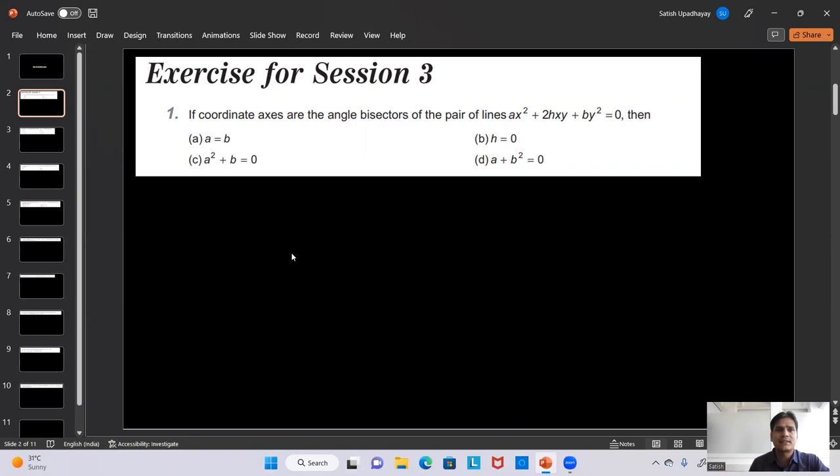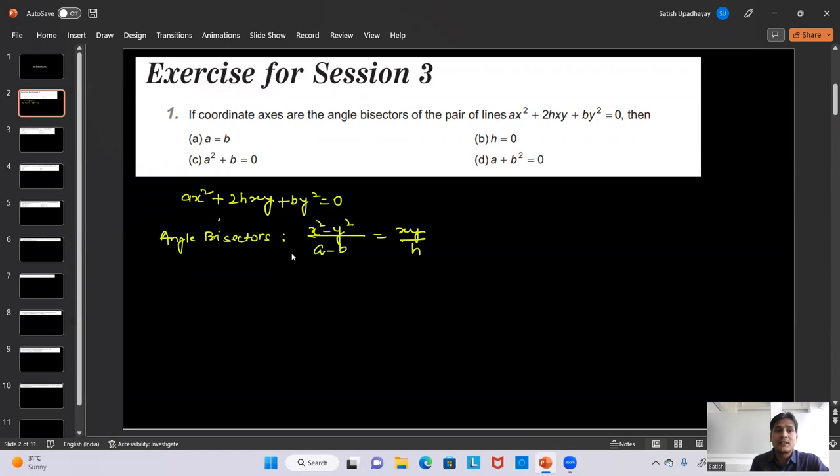It is saying if coordinate axes are the angle bisectors of the pair of lines ax square plus 2hxy plus by square equal to 0, then the following conditions are given. We have to answer which is true. Basically, for this given second degree equation, what is the equation of the angle bisector? The equation of angle bisectors for the above pair of lines is given by x square minus y square upon a minus b equal to xy upon h, right?